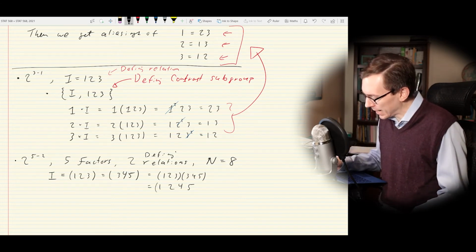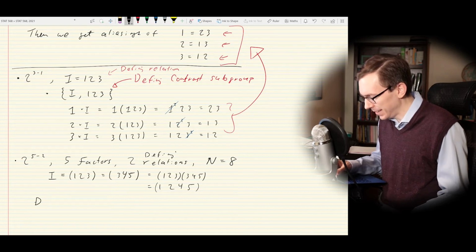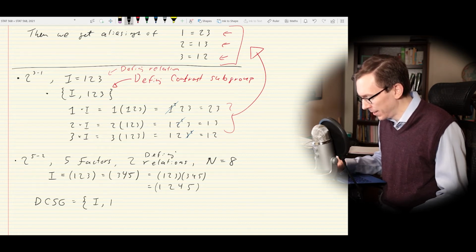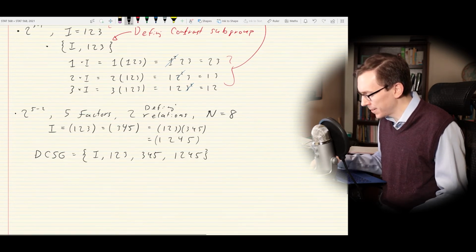So that means that I actually have now the DC, defining contrast subgroup, which is going to have 4 elements in it. The identity, the 3-way term, 1, 2, 3, the 3-way term, 3, 4, 5, and the 4-way term, 1, 2, 4, 5. So what does that mean for our design?